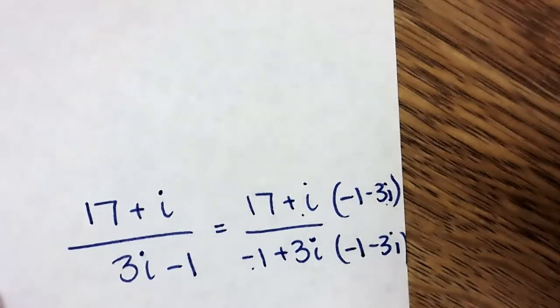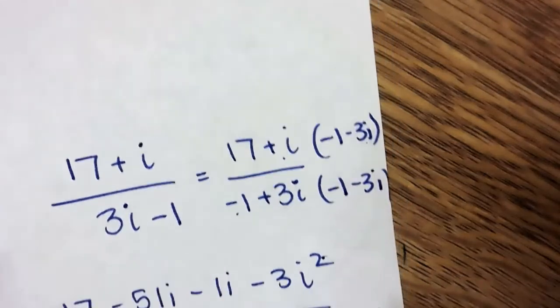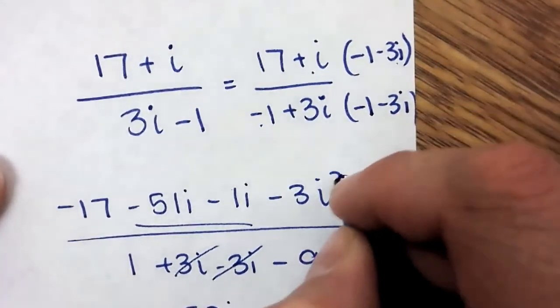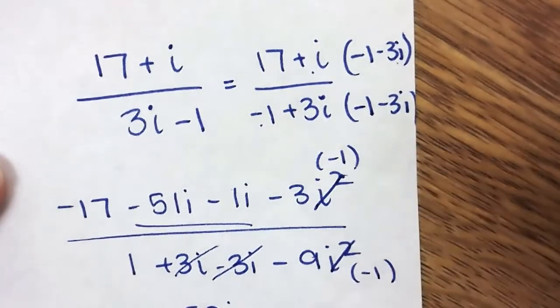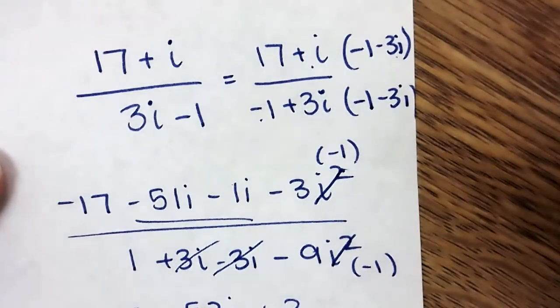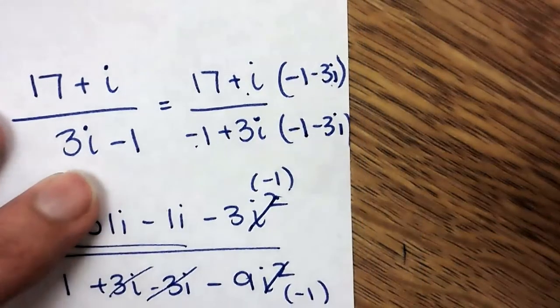Up here you group those together. And then a negative i squared, well i squared is like negative 1. So that's like multiplying by negative 1 to both of those. So that becomes a positive 3, and on bottom it becomes a positive 9. So you get negative 17 plus 3. So you get negative 14 minus 52i all over 10.